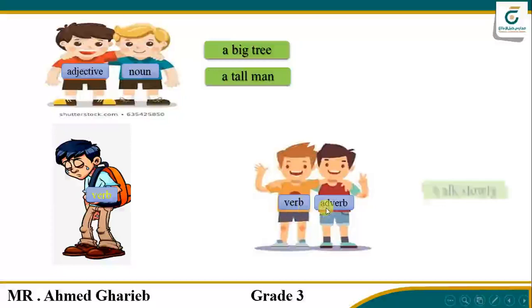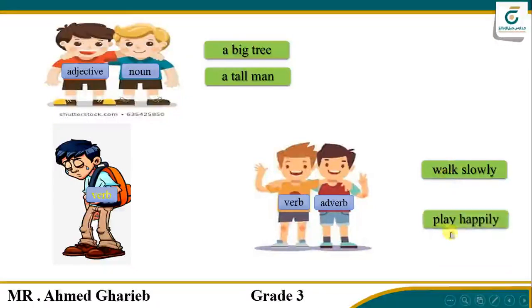For example, walk slowly. Walk is the verb and slowly is the adverb. Slowly, the adverb, describes what? The verb walk. Play happily. Play is a verb and happily is the adverb that describes the verb. Now, adjectives and nouns are happy. Verb and adverb are also happy. The whole family are happy.